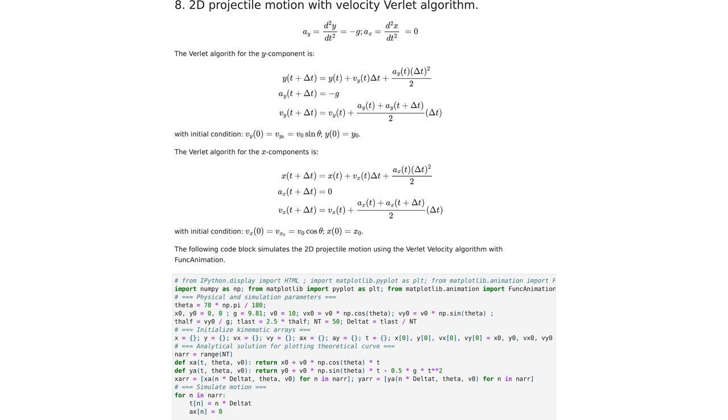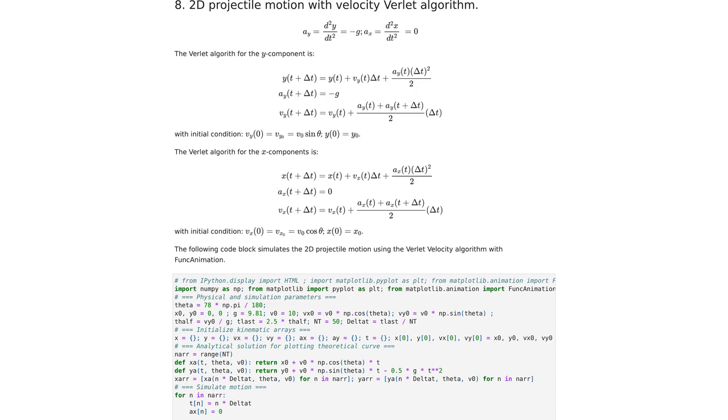Now let us extend our use of the velocity Verlet algorithm to simulate two-dimensional projectile motion. In this case, the acceleration in the y direction, which is the second derivative of y with respect to time t, is constant and equal to negative g, the acceleration due to gravity. The acceleration in the x direction, the second derivative of x with respect to time t, is 0, assuming no air resistance.